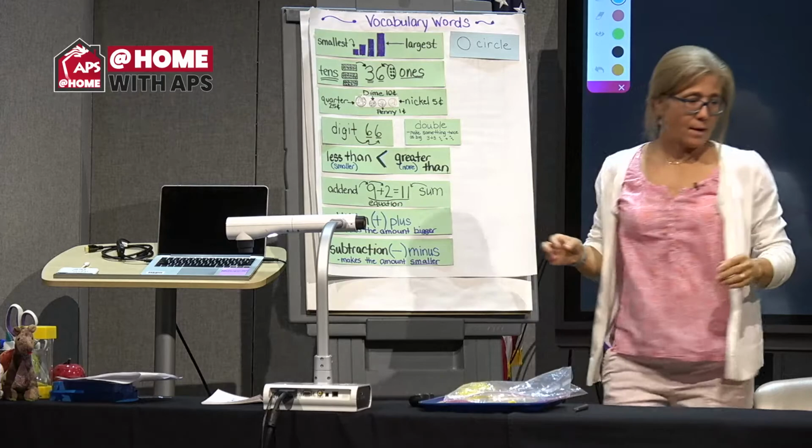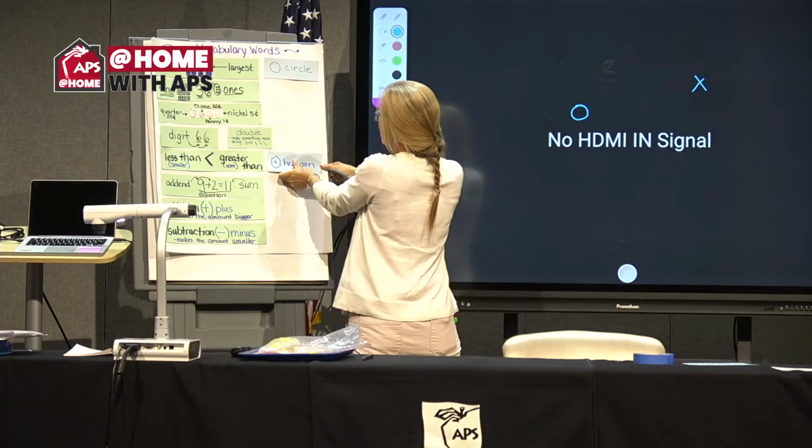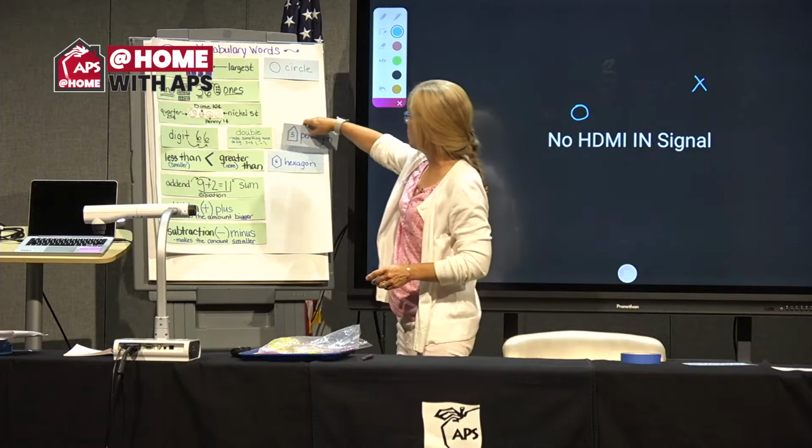And then a hexagon was the biggest shape we made. It had 6 sides. If we go down to 5 sides, we made a pentagon. If we only have 4 sides, it's a quadrilateral. I really like that word.